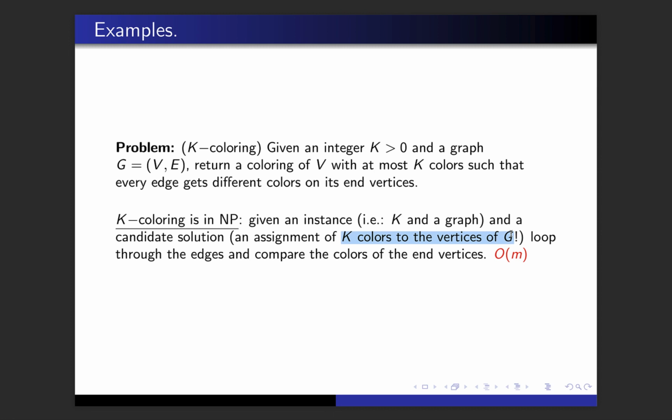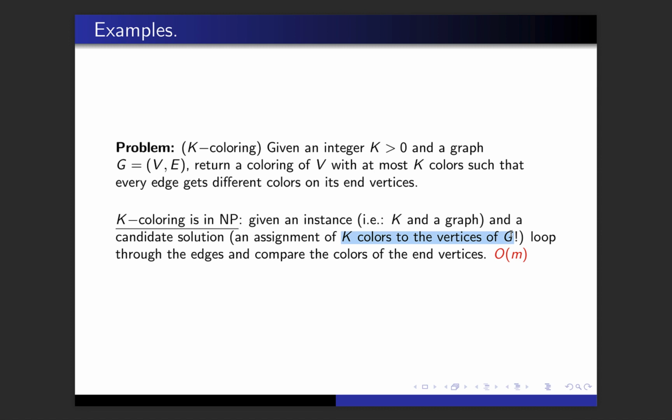If they are different, I will move on to the next edge. I will do the same, and I keep doing this. If I find an edge with two vertices at the end of the same color, I will stop and report this is not a solution. If I conclude my loop, if I go through all the edges and every edge has two different colors at the end, I will report this is a solution.